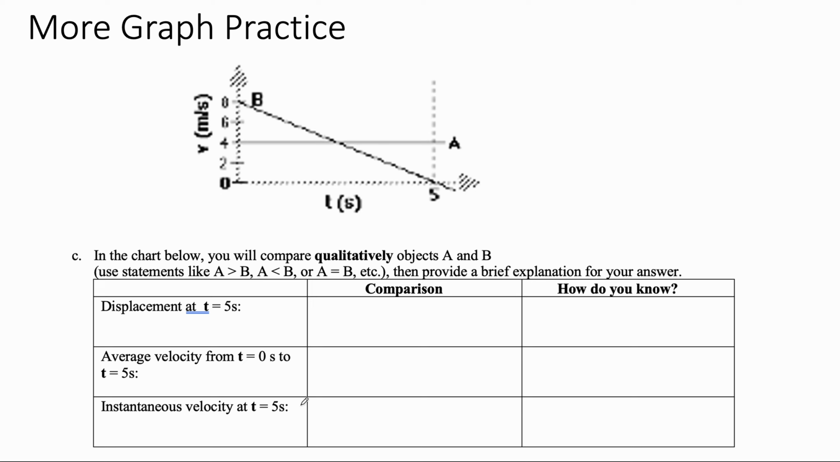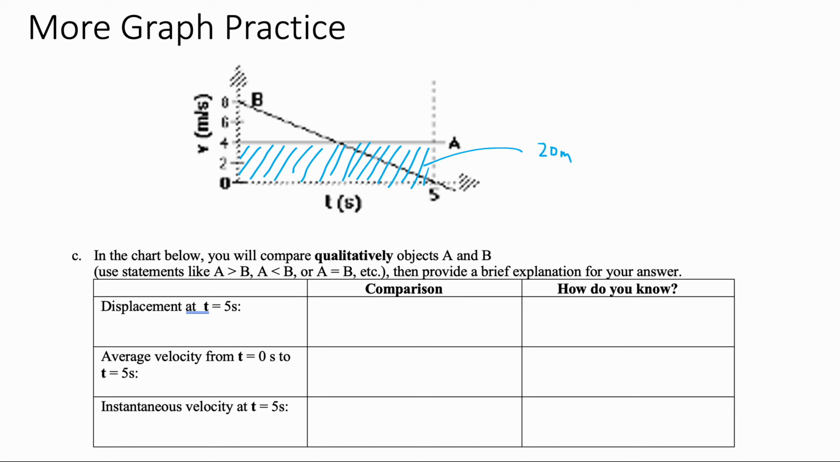Displacement at 5 seconds. Who went further? Well, if you look at this, A traveled, remember displacement's the area underneath the graph. A traveled this far in the 10 seconds. It would be the entire area underneath its curve. And forgive me trying to draw all these. So if it traveled 4 meters per second for 5 seconds, what's its displacement? The answer is, this is 20 meters.